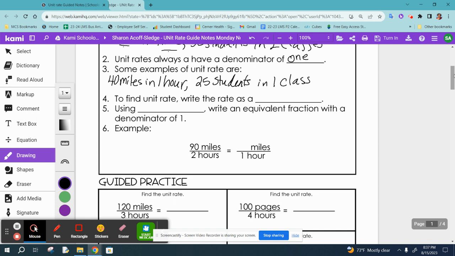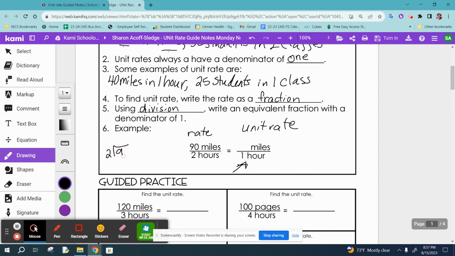Okay, to find the unit rate, first we write the rate as a fraction. And then using division, we write an equivalent fraction with a denominator of 1. So here is a rate. This is a rate, and this will become a unit rate. We call it a unit rate because our denominator is 1. That's an arrow. Our denominator is 1. So we have 90 miles in 2 hours. So we would divide 90 by 2.